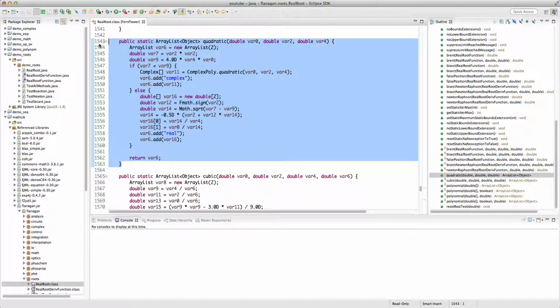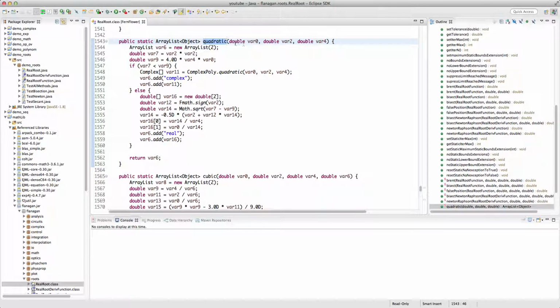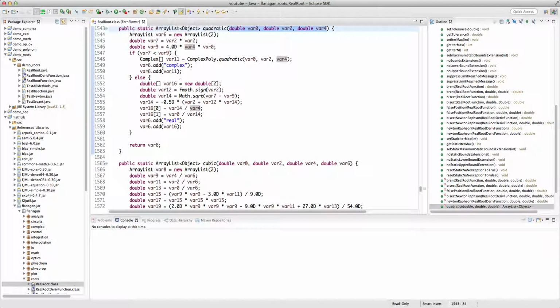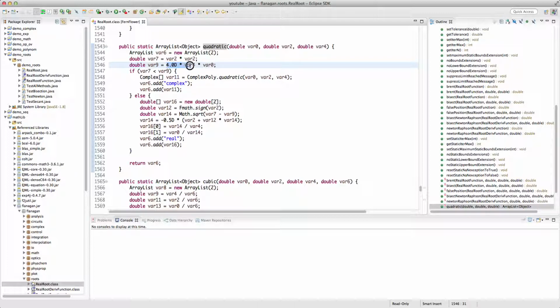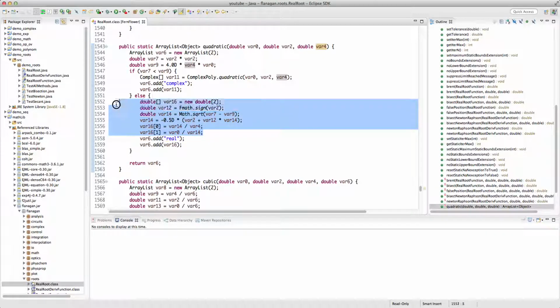And then it also has methods for polynomials, so quadratic polynomial, and these are the coefficients. var0, var2, var4 are the coefficients of a quadratic polynomial, and it returns the roots and also marks them as complex or real. For quadratics, it's very simple. It calculates the delta, the discriminant of the quadratic equation, b squared minus 4ac. var2 is b, var0 is a, and var4 is c, and checks whether it's negative or positive. If it's negative, we have 2 complex roots, and it calls the complex polynomial to find the complex roots. Otherwise, it's just basic algebraic math, and all the roots are real.